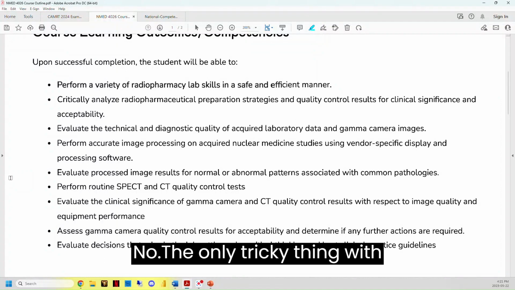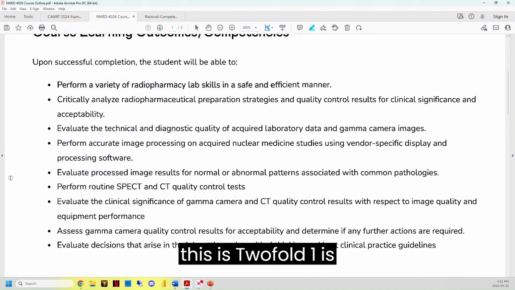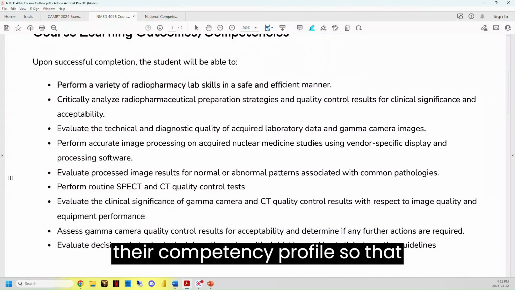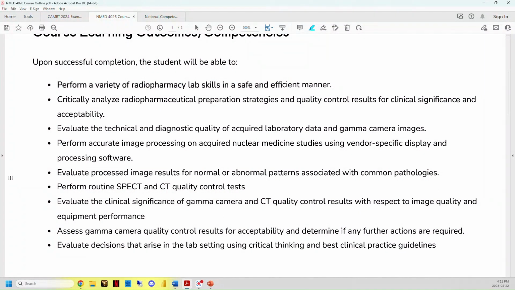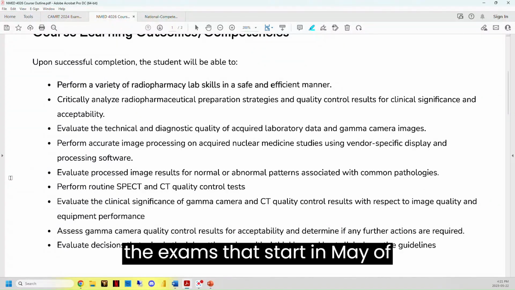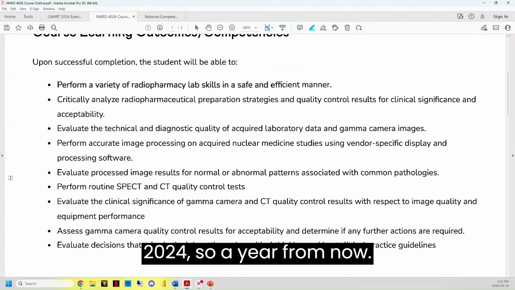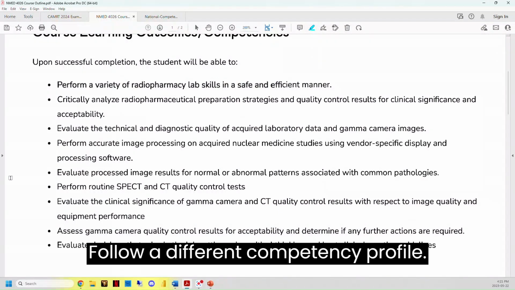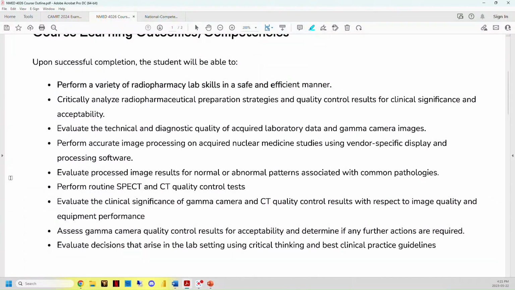Now, the only tricky thing with this is twofold. One is that the CMRT is updating their competency profile so that the exams that start in May of 2024, so a year from now, follow a different competency profile.